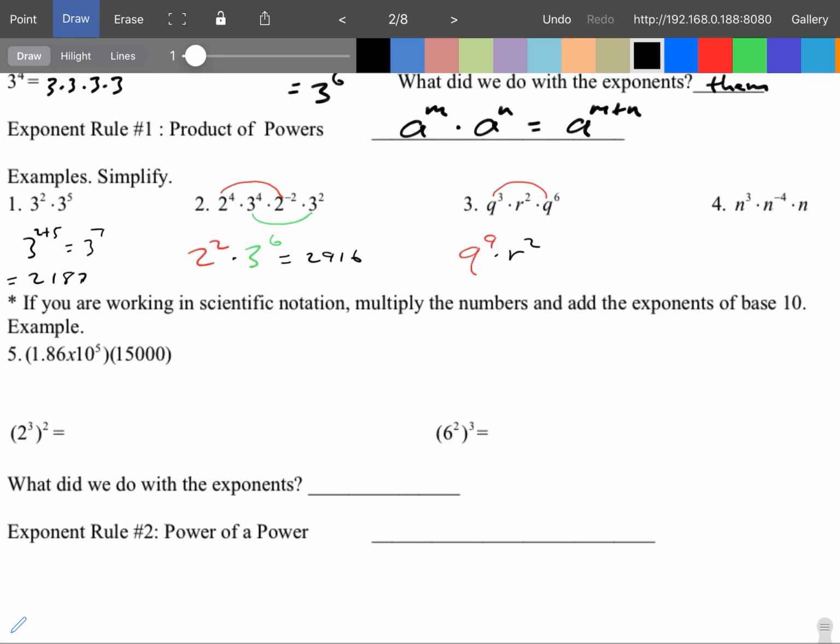And then on number 4, now we have a product of 3 factors, but they're all the same base. So that means we're just going to add the powers. Well, notice that the n right there is n to the 1st power, right? So we're going to do n, and then we're going to add the powers. So we're going to do 3 plus negative 4 plus 1.